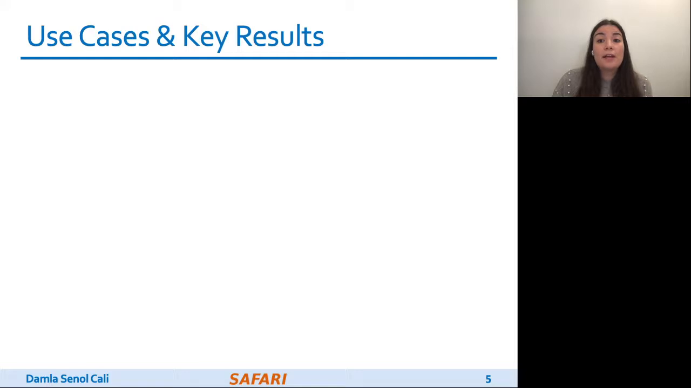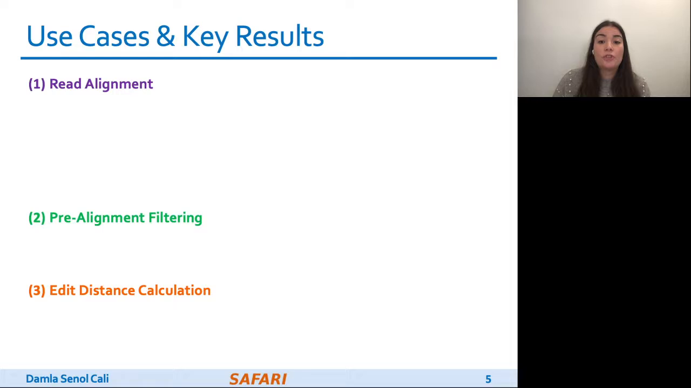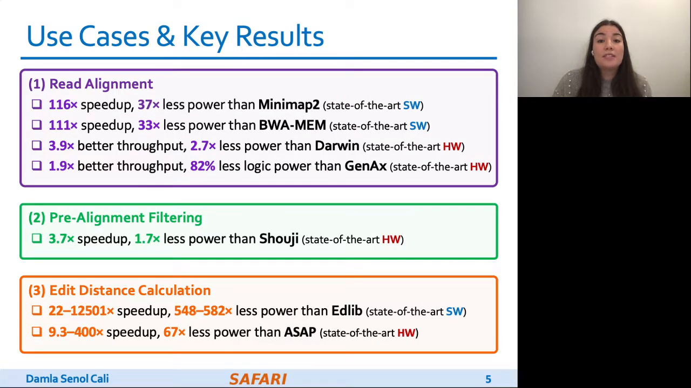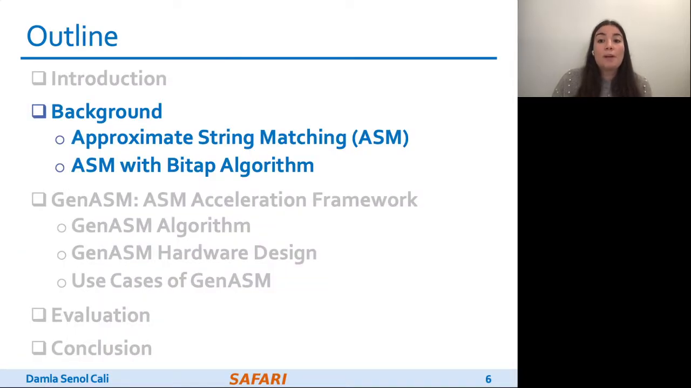GenASM is flexible and can be used to accelerate multiple use cases. In this work, we evaluate three of them in detail: read alignment, pre-alignment filtering, and edit distance calculation. We find that for all these three use cases, GenASM is significantly more efficient in terms of both speed and power consumption than state-of-the-art software and hardware baselines. Let's look at approximate string matching and the Bitap algorithm in detail.